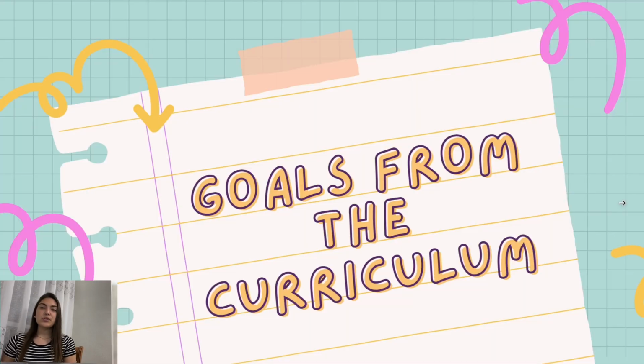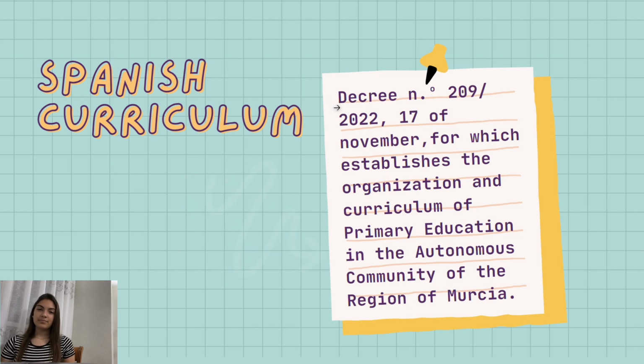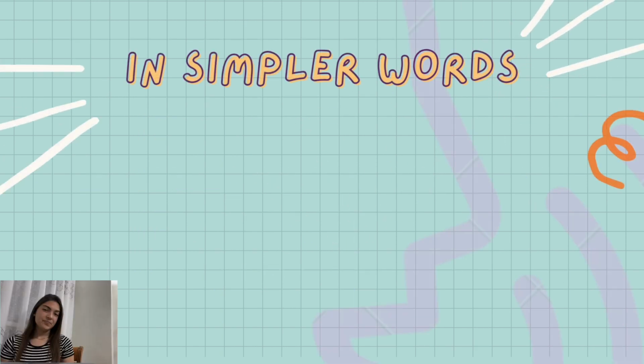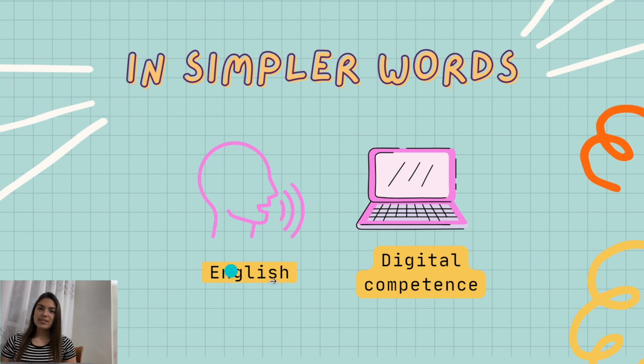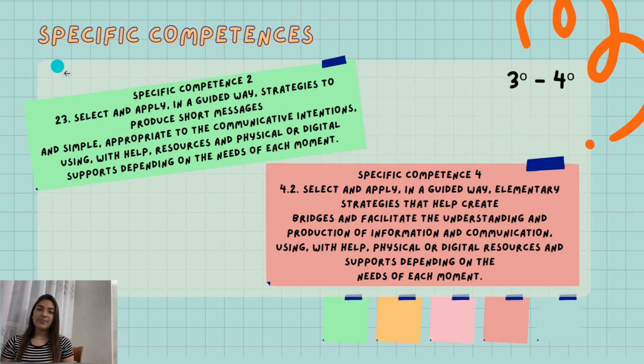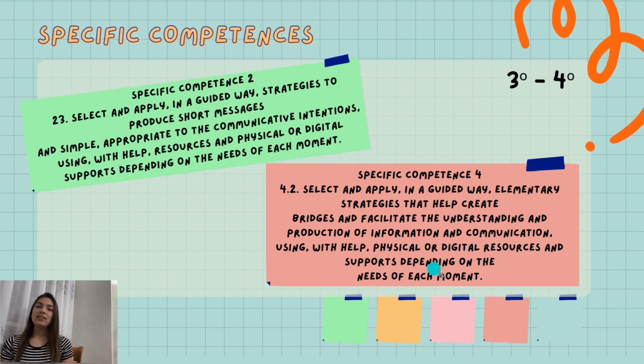First of all, let's start talking about the goals from the curriculum. The students are going to follow the Spanish curriculum, especially this one. The general specific competences of this cycle are these ones. In simple words, they have to know English and digital competence, among others, focusing on the contents of the activities that I am going to present in a few seconds. The specific competences that are involved are these ones.